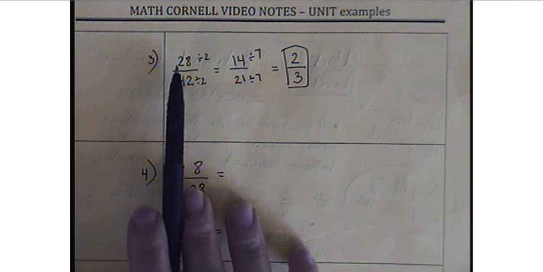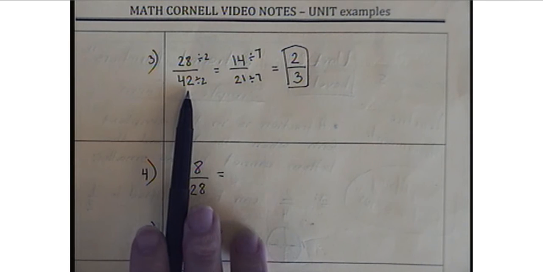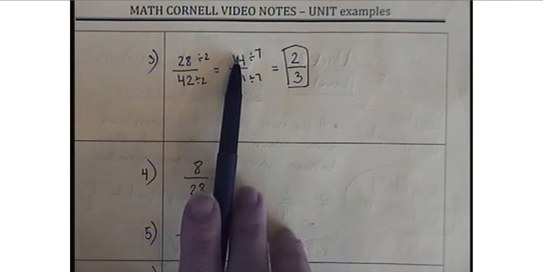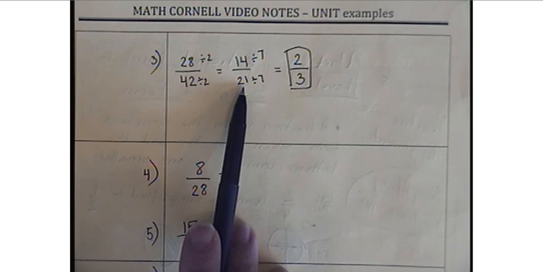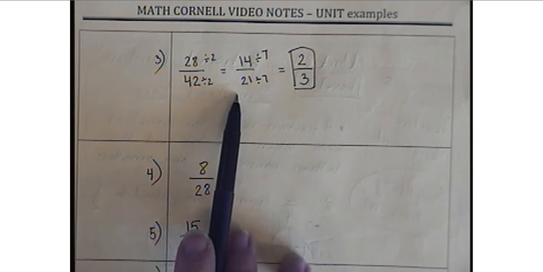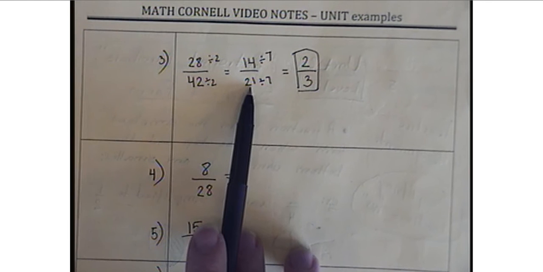Next example here is this one, 28 over 42. So now we want to simplify the top and the bottom. Same situation, we have two even numbers. I want to divide by 2 and I get 14 and 21. Now there are no more even numbers, so you can start checking, what about if I divide by 3?